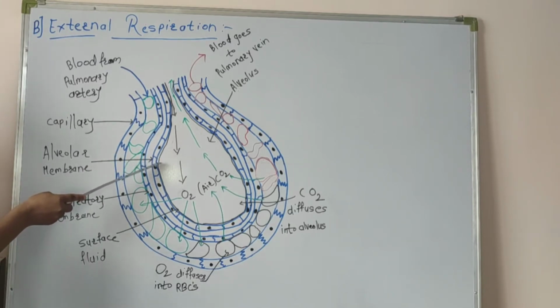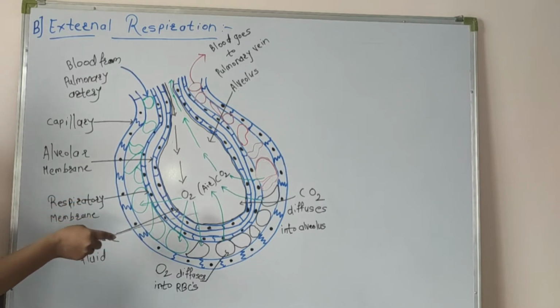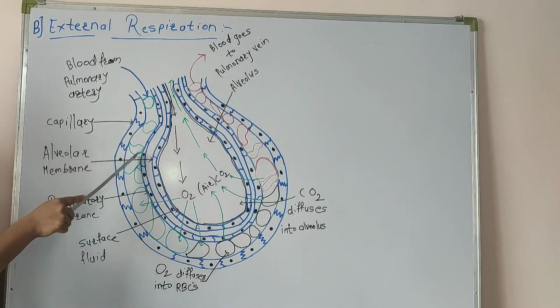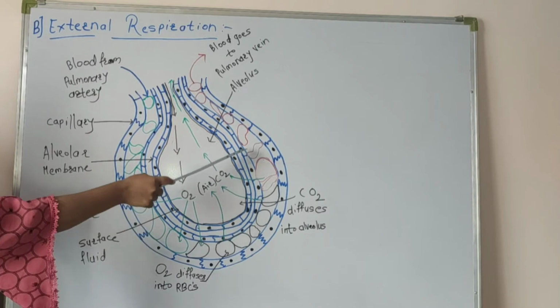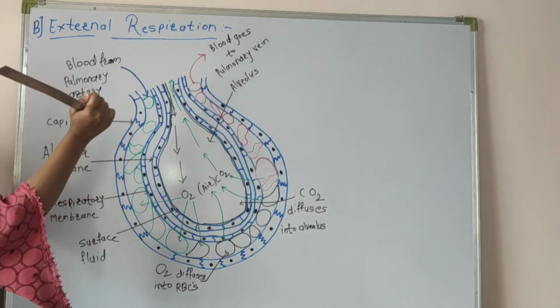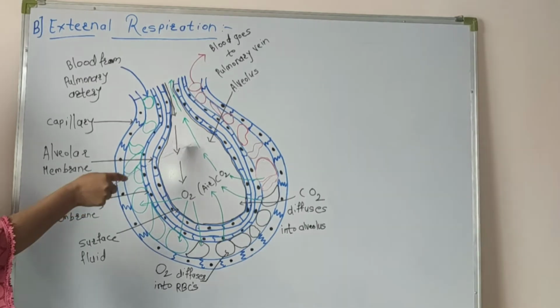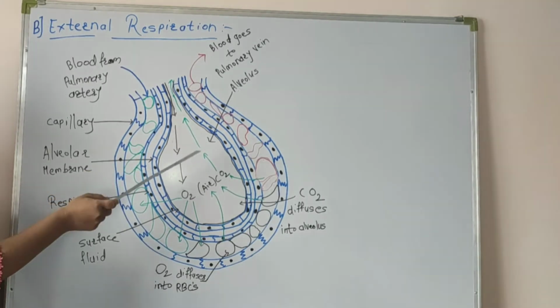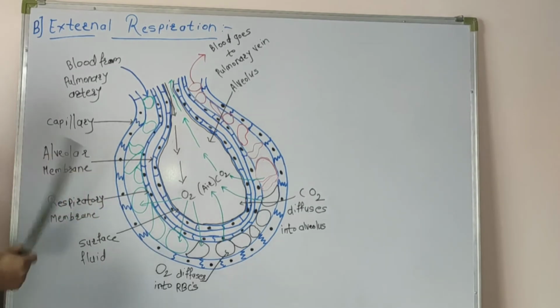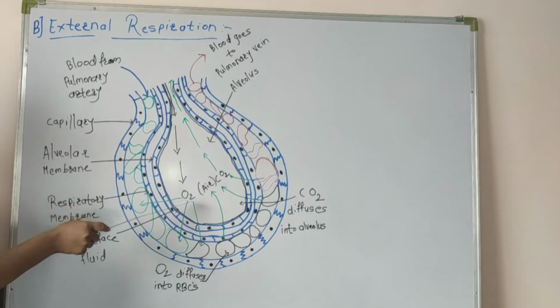Next to the alveolar membrane there will be a surface fluid, that means at the end of the alveolar membrane fluid is present, and this fluid is called the surface fluid. And this is the blood from the pulmonary artery, and it will go out through the pulmonary vein. You can see there is a space in the middle, called the alveolus, and in this alveolus oxygen and carbon dioxide get exchanged.